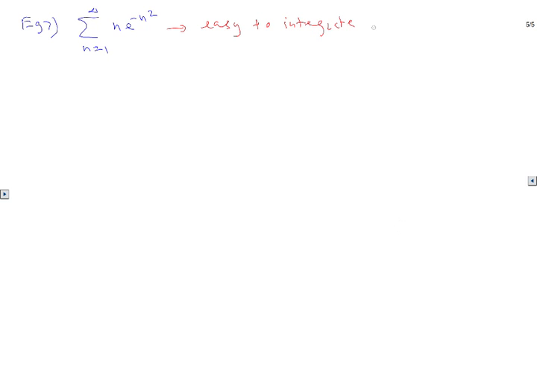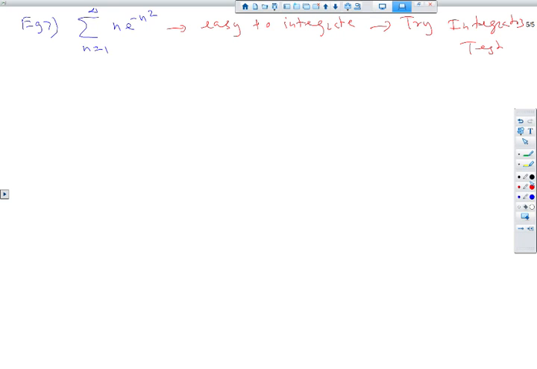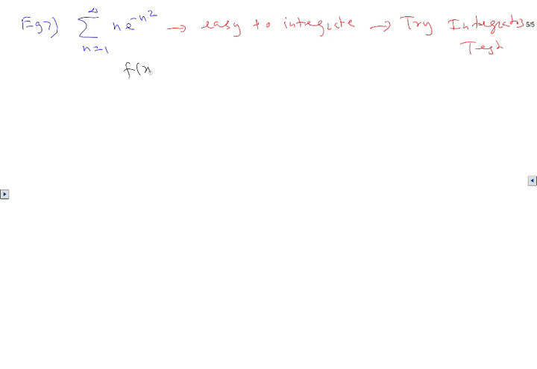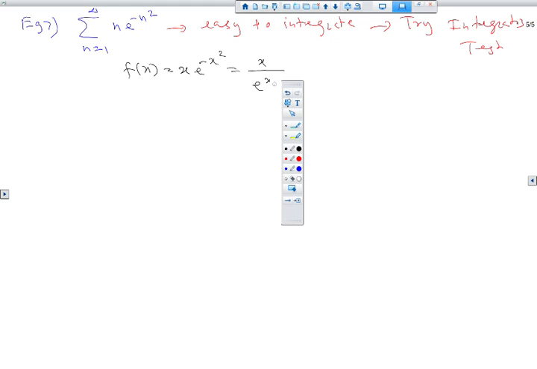If it's easy to integrate, use the integral test. Try the integral test. That's the kind of argument that we make. So let's look at the corresponding function. The corresponding function is x e to the negative x squared. This you can write as x over e to the x squared.